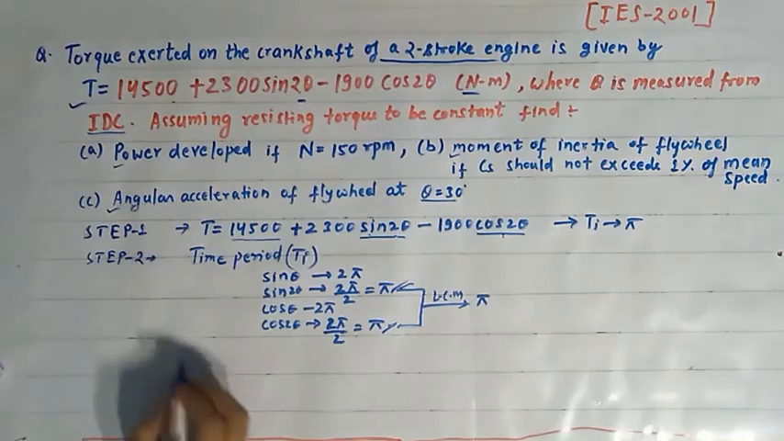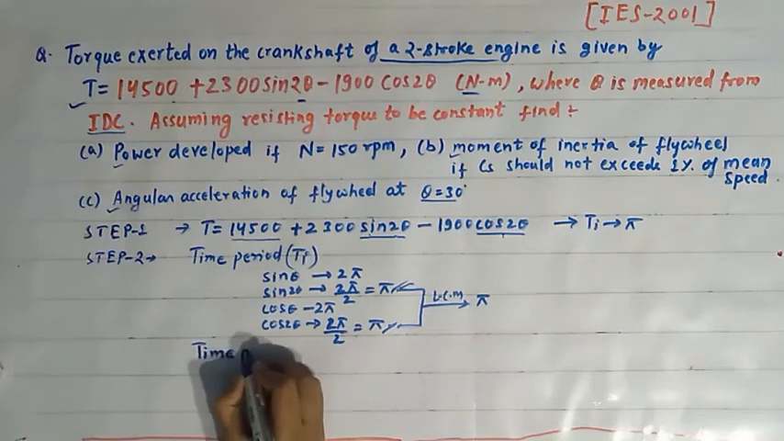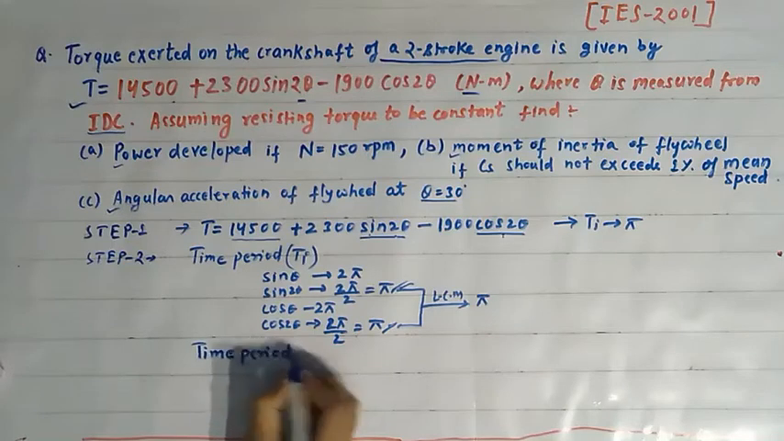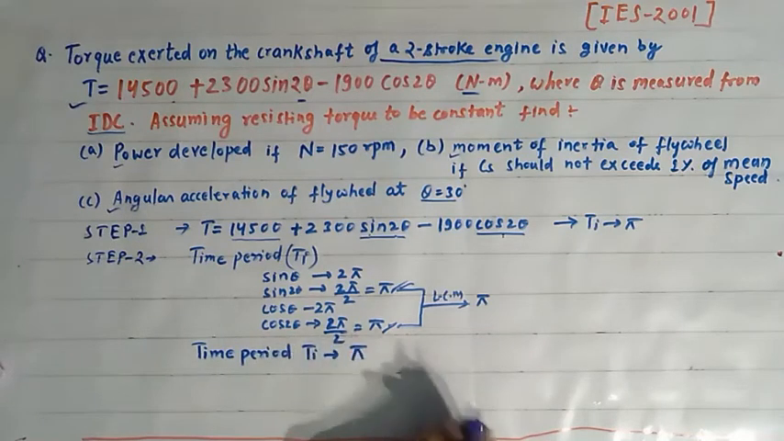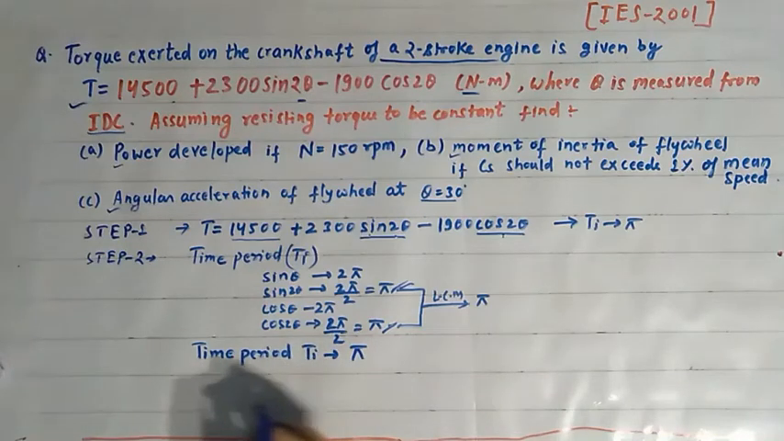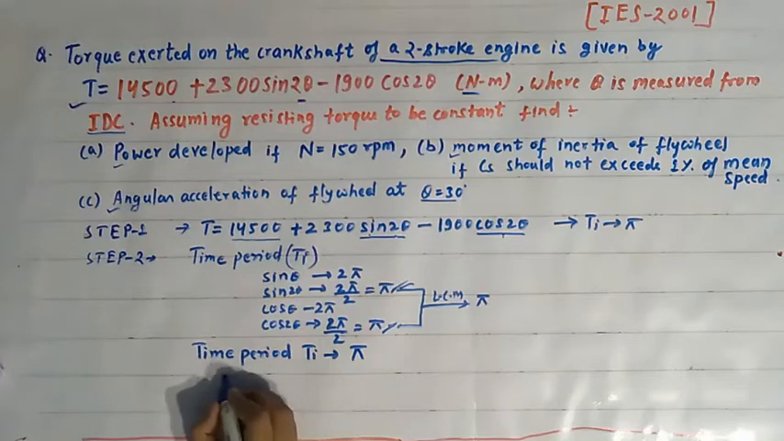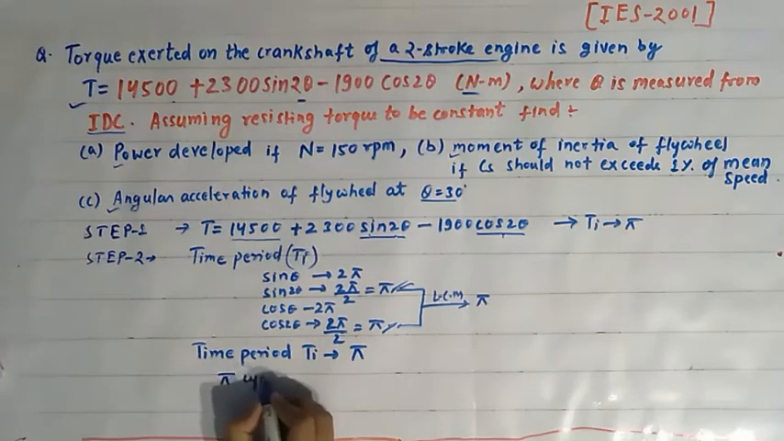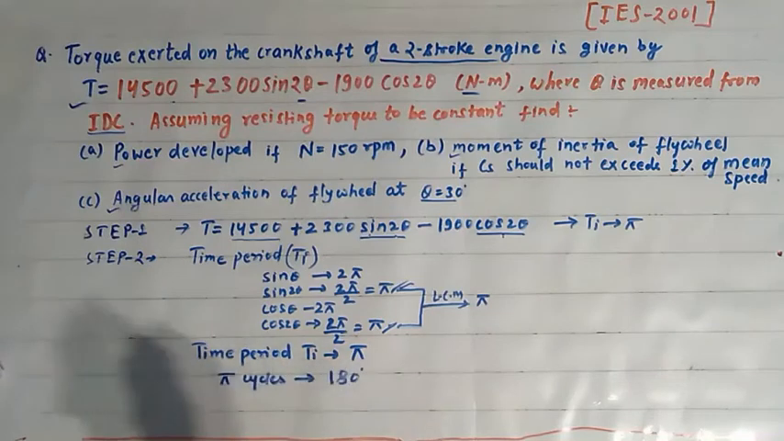So in the second step we have calculated the time period, which is denoted by Ti equal to pi. Now friends, this means that the function repeats itself after pi, and pi is equal to 180 degrees. So the function will repeat itself after 180 degrees. This thing becomes clear now.